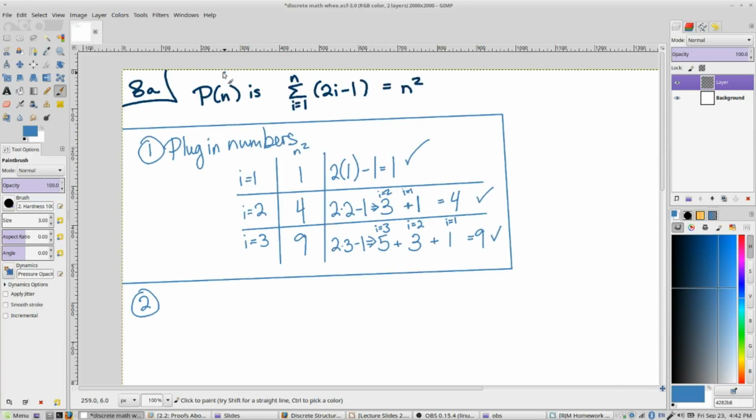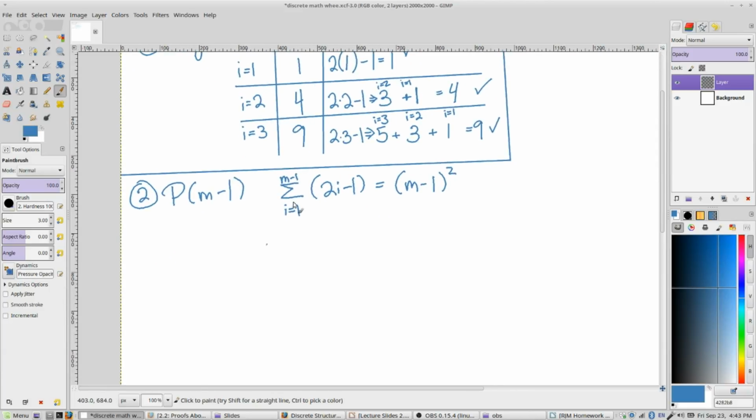So the next step would be to take this predicate and replace it with P of m minus 1. We're essentially going to say that if we sum all the numbers from 1 to m minus 1, then this is going to be the same thing here because we're not subbing in m yet. So if we take the sum not to n but to m minus 1, then we should be getting m minus 1 squared back. So that comes from this right here.